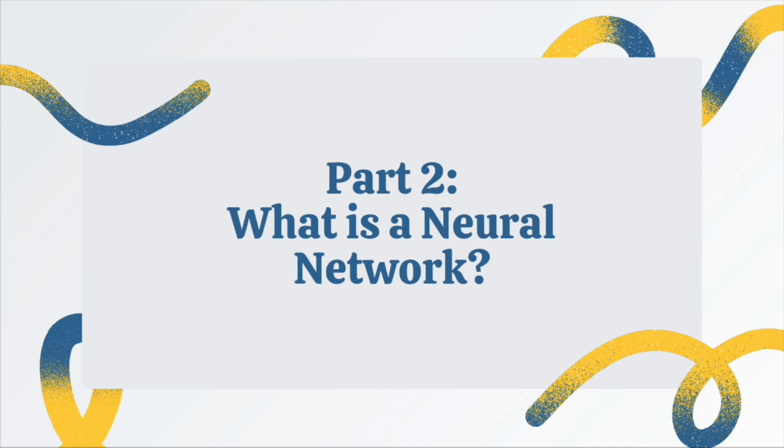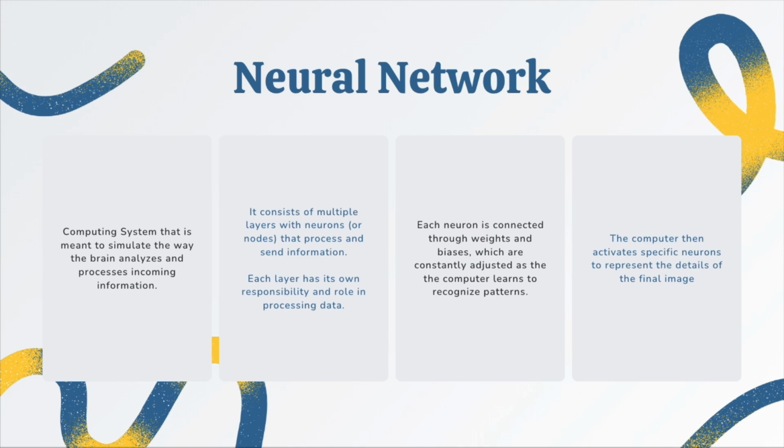Next, we're going to be answering the question, what is a neural network? A neural network is a computing system that is meant to replicate and simulate the way the human brain analyzes and processes incoming information. It consists of multiple layers with neurons that act as nodes that help process and send information throughout the network using math equations and activation methods. Each layer has its own responsibility and role in processing data, which we will get to in the next slide.